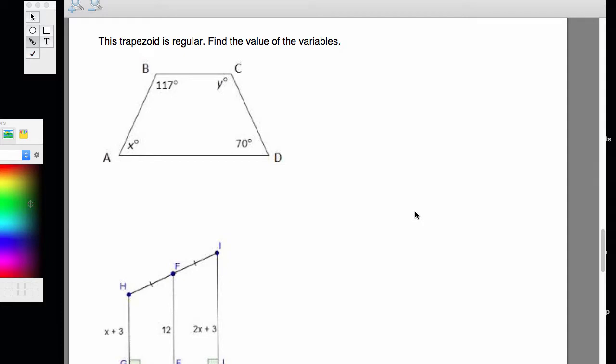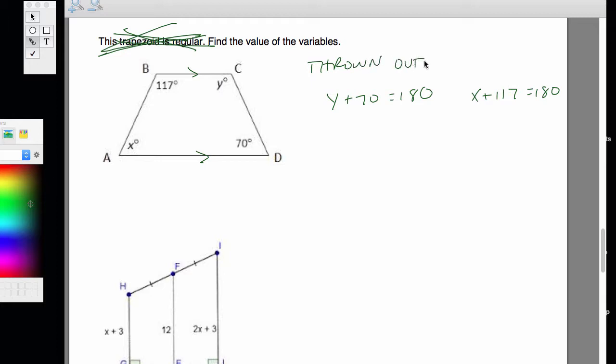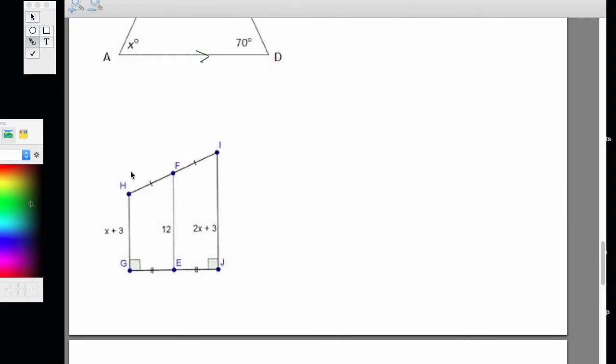This one on your quiz, I threw it out because I actually didn't say it right. I should have just said find the values of the variables. Well, this is a trapezoid, so what should happen is these are parallel, and so y plus 70 should equal 180, and x plus 117 should equal 180. Okay, but I threw that out. So I just gave you full credit for it because I misspoke. I wrote that wrong.